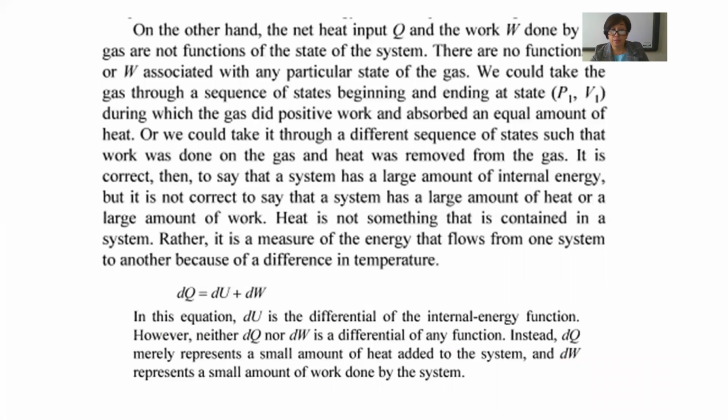We have two states, the beginning state and the ending state. The first state has parameters P1 and V1, and the second state P2 and V2. This is a measure of the energy flow from one system to another because of the difference in temperature, and this is the differential form of the first law of thermodynamics.